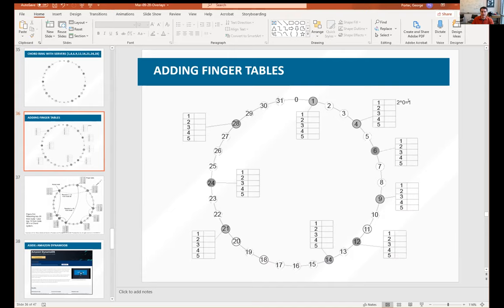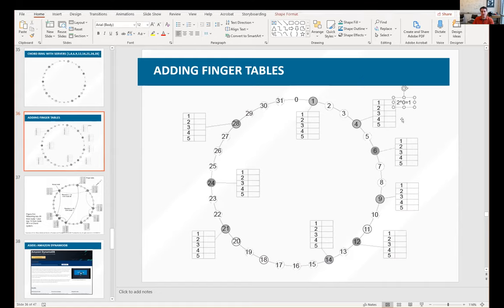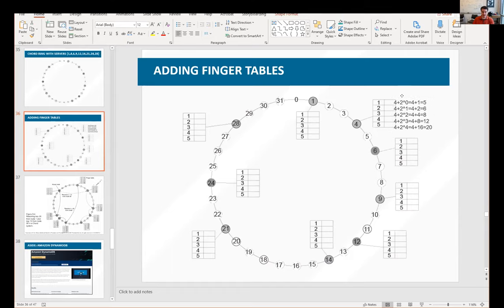Okay, great. So what is 1 key away from 4? The way to think about it is we are node 4, that's our node. So if we were to go 1 hop away, that is 4 plus 2 to the 0 equals 4 plus 1 equals 5. The next entry would be 4 plus 2 to the first equals 4 plus 2 equals 6. 4 plus 2 squared equals 4 plus 4 equals 8. 4 plus 2 to the third equals 4 plus 8 equals 12. And then finally, 4 plus 2 to the fourth equals 4 plus 16 equals 20. So for each of these entries, you're adding a power of 2 to that. Okay, so here's the interesting question.